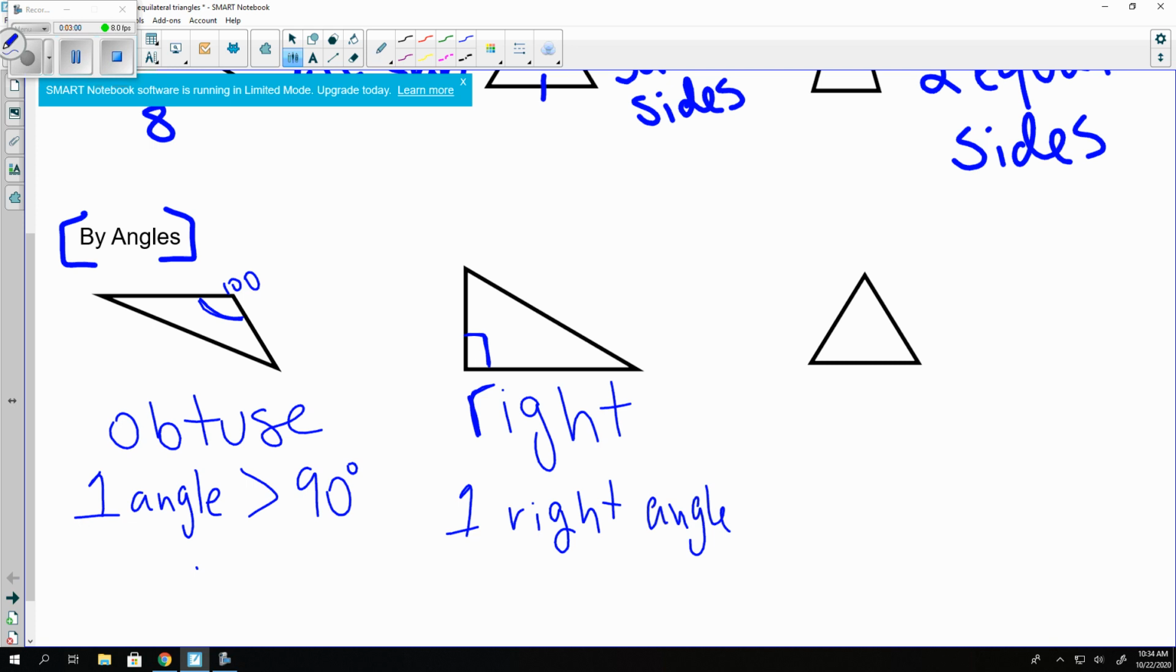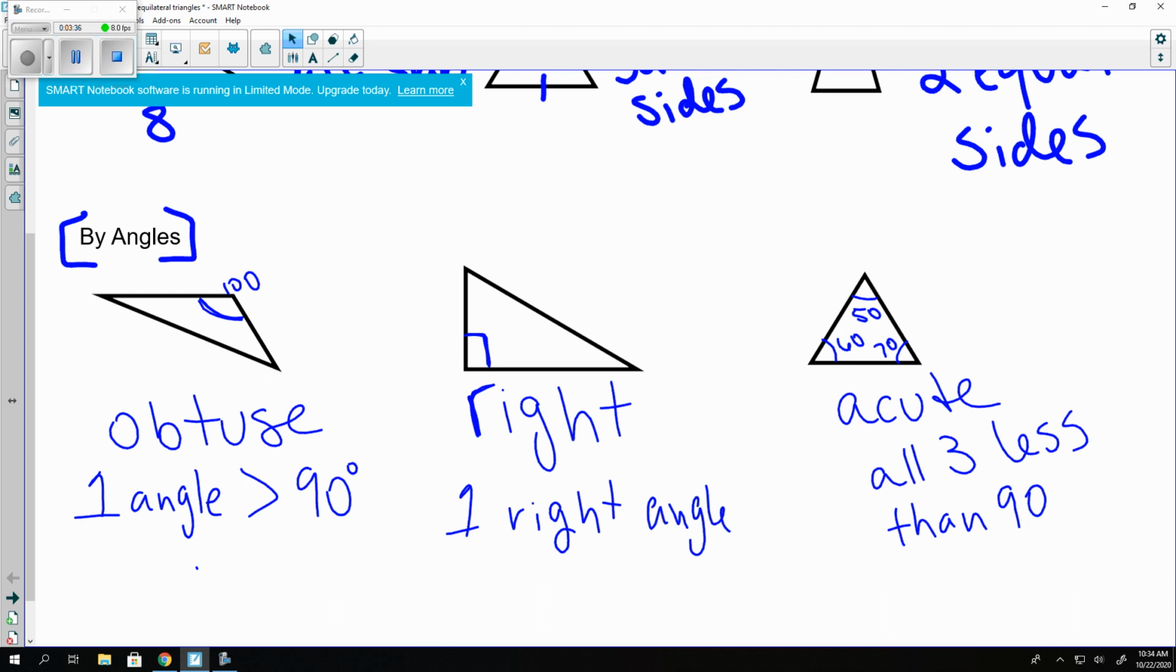And then over here, our last kind is if you have three angles that are all acute. So this one can be like 60. This one could be 50. And then this one can be like 70. Okay. So all three are less than 90, then it's an acute triangle. All three less than 90.